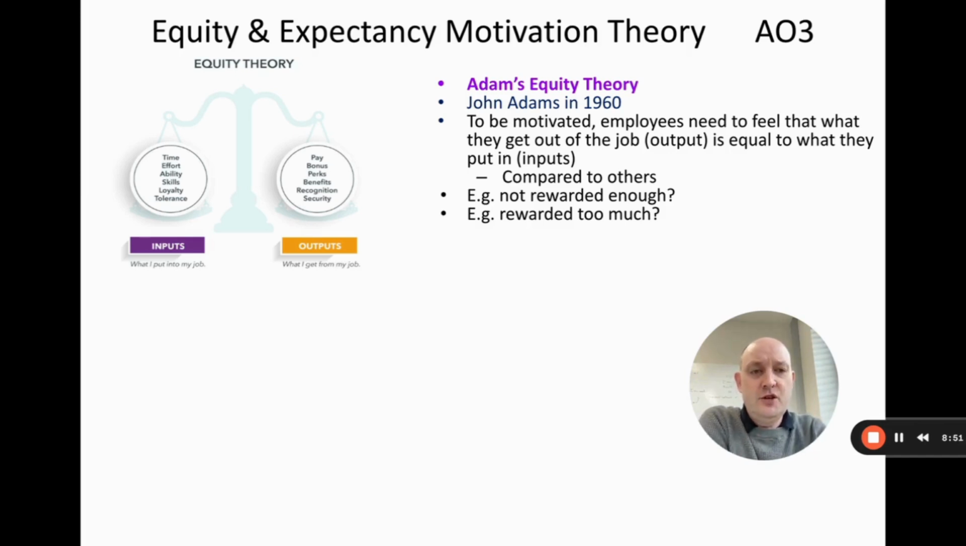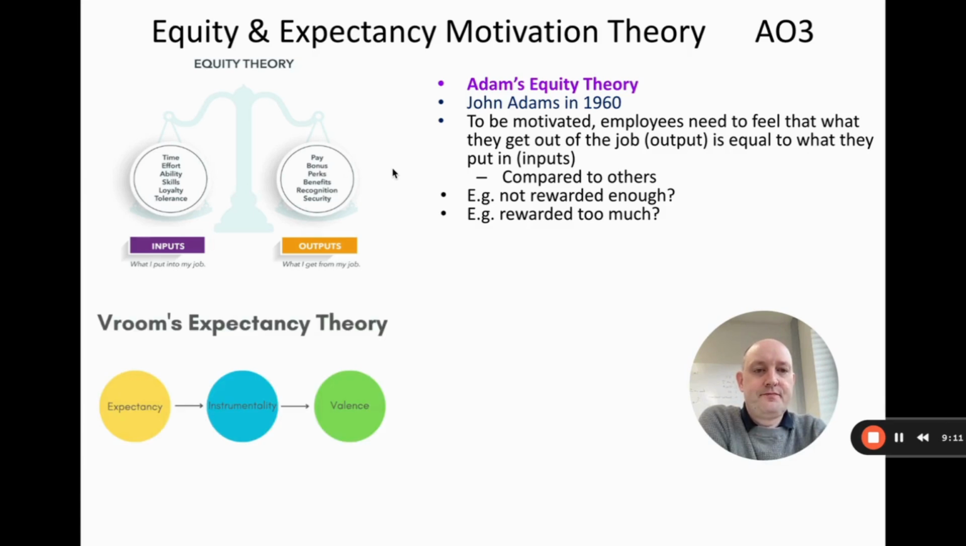Remember, motivation is not about happiness. It's about how much work you do. Yes, in general, the happier we are, the more we're motivated, but not always. So in this situation, Adams is saying that if we don't do any work, but we get lots of recognition, where's the motivation to work? And so overall, equity theory says these need to be equal, otherwise there'll be demotivation.